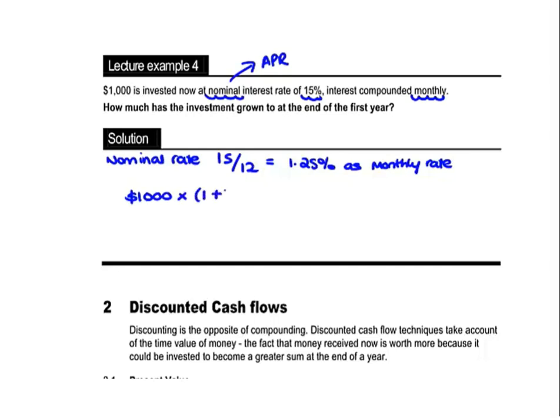So 1 plus 1.25% as a decimal, to the power 12. So 1.0125 to the power 12 multiplied by 1,000. At the end of the first year, we're going to have $1,160.75.